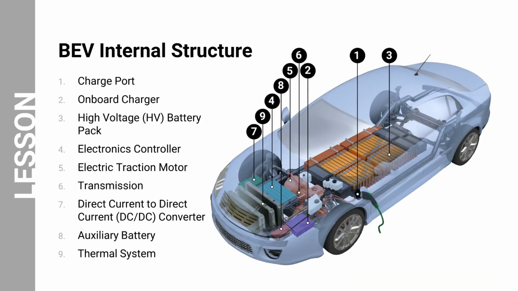This is a generic illustration of the internal structure of a BEV. We will explain the overview of a BEV by providing the sequence of events that occur when a BEV is plugged in or when the battery has enough charge. We will also provide you with an overview of the main components of a BEV, namely the charge port, the onboard charger, the high voltage battery pack, abbreviated as HV battery pack, the electronics controller, the electric traction motor, the transmission, the direct current to direct current converter, abbreviated as DC to DC converter, the auxiliary battery, and the thermal system for cooling.